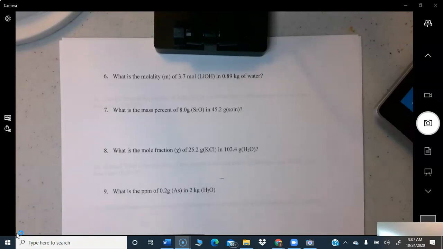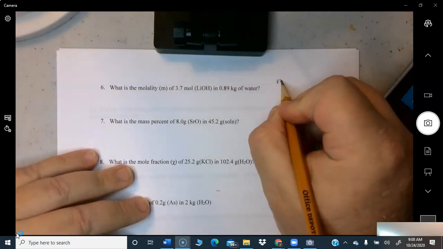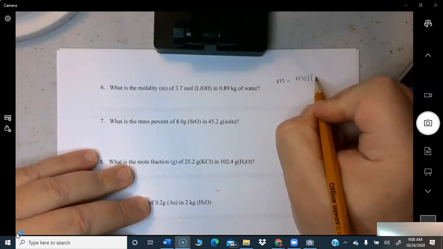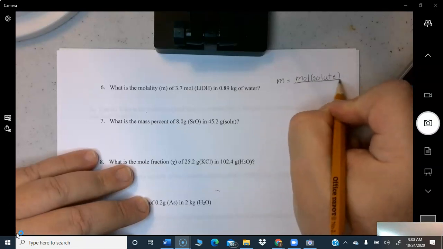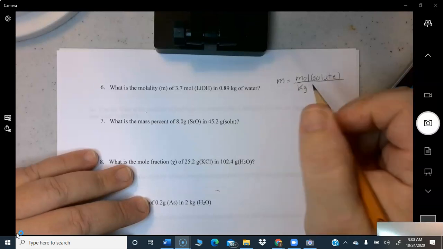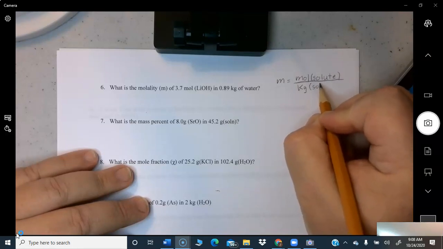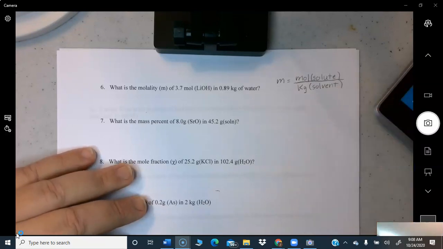What is the molality, m, of 3.7 moles of LiOH in 0.89 kilograms of water? So let's define molality. It's small m rather. On top is moles of solute. That's the same as molarity. On the bottom is kilograms, not liters. So it's a mass, not a volume. It's kilograms of the solvent. In this case, that would be water. In almost every case in these problems, it'll be water. H2O on that.